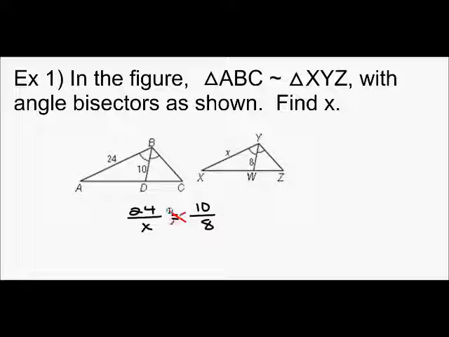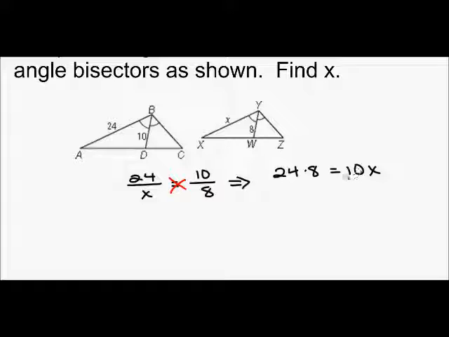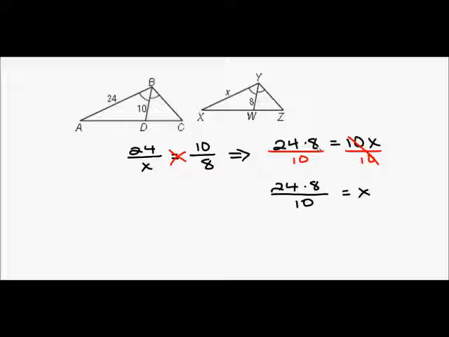Now we can cross multiply, and we get 24 times 8 equals 10x, and we can divide by 10. So 24 times 8 over 10 is x. Let's figure out what this is. This is 19.2. So x is 19.2.